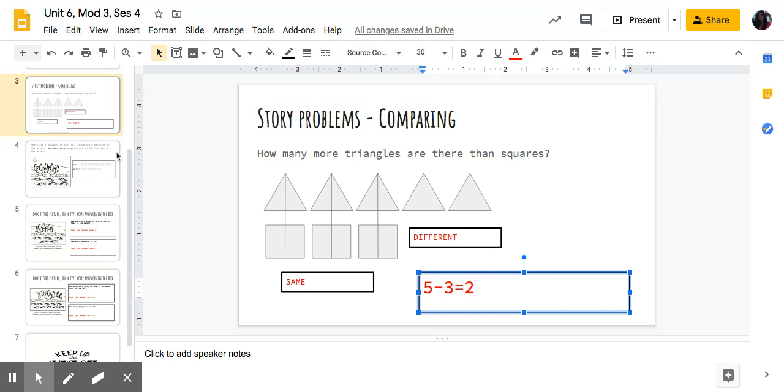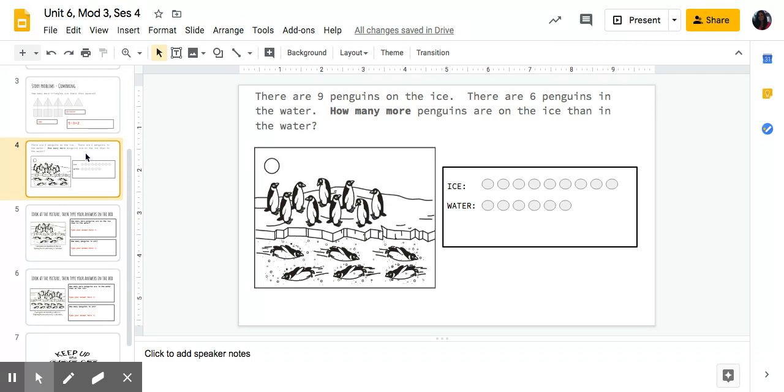Let's try another one. This one's going to be about penguins. So take a look at the picture. There are 9 penguins on the ice, and there are 6 penguins in the water. How many more penguins are there on the ice than in the water? So when you see that how many more in a story problem, that usually means they want you to compare the two numbers. So I'm going to do exactly what I did with my triangles and squares, but this time I'm just going to compare how many penguins are on the ice and how many penguins are in the water.